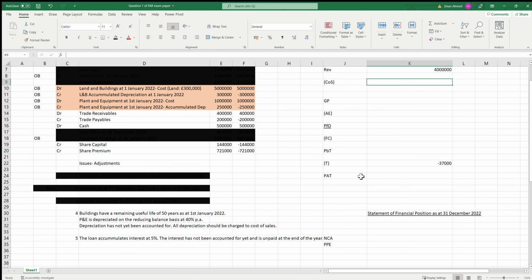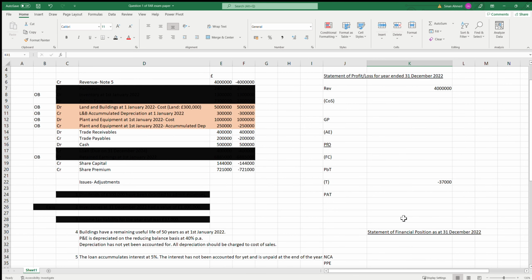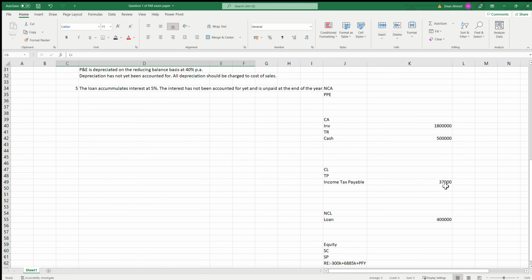And that's my PPE, we know is going to be impacted, but trade receivables we know isn't. So I'm just going to highlight this black, just to show you that I'm using it. Trade receivables, 400k. Trade payables, 200k.